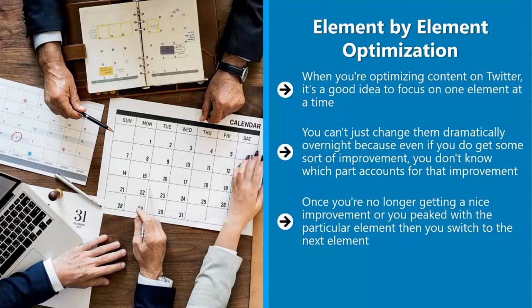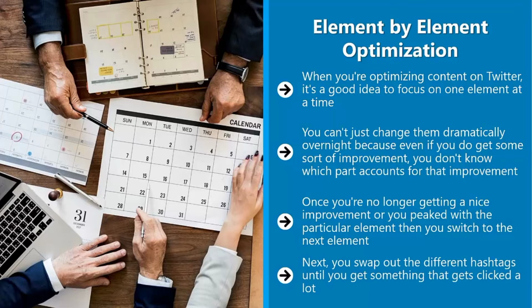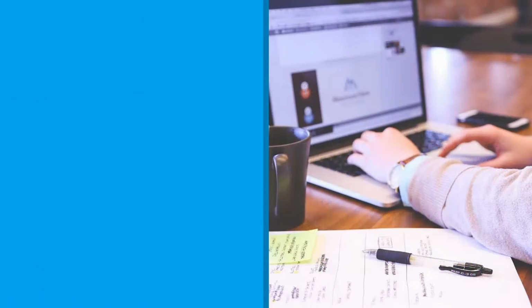You play around with many different question variations until you get one that gets clicked a lot. Next, you swap out different hashtags until you get something that gets clicked a lot. It seems pretty simple, but it's something that takes place over an extended period of time. It's not something that happens overnight. You just have to pay attention to the trend. That's traffic statistics so you can make the necessary adjustments.